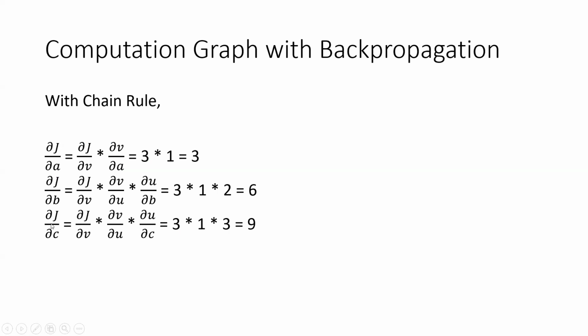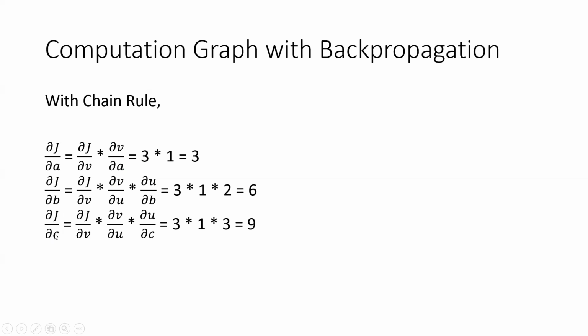Similarly, you can find the value for dJ by dC by dJ here, dC here, and you have added dV here, here, and here, so they will get cancelled out. dU here and dU here will get cancelled out. And you can find these three terms individually: 3, 1, and 3. Then you can multiply these three and get the final value for dJ by dC, right? So that is how you find how each of these gradients should happen.